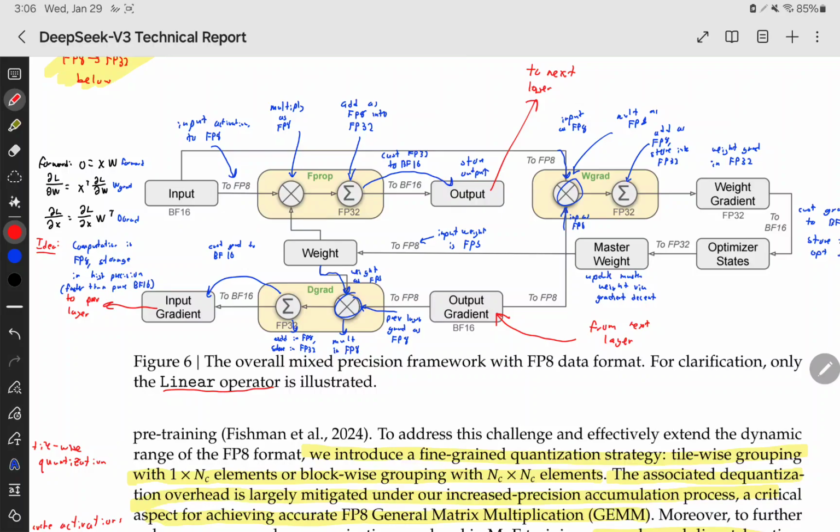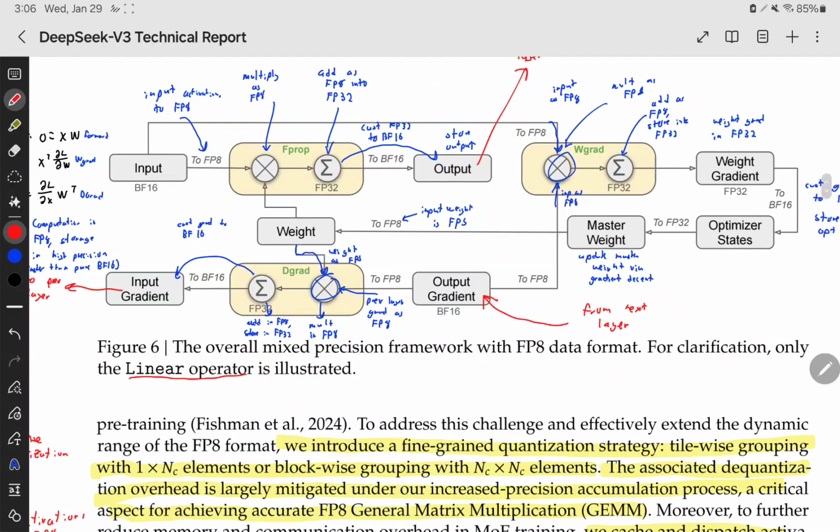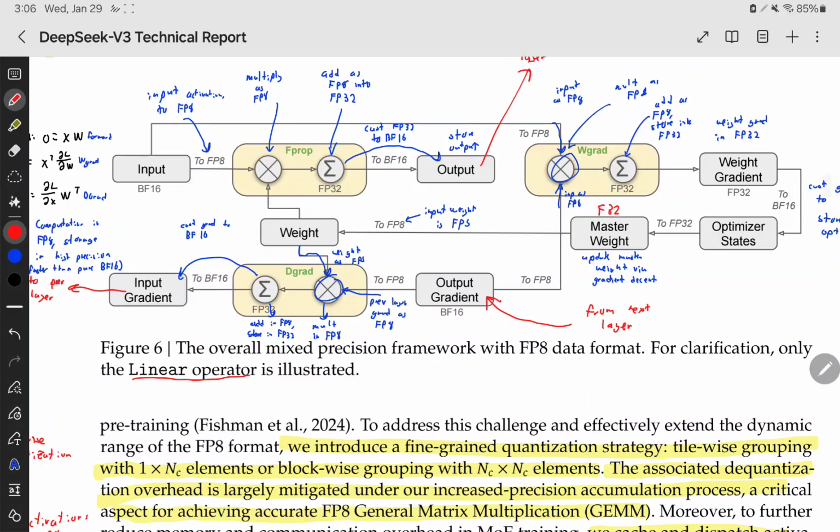So they do this mixed precision training, and they do it in a really, really smart way, which is another reason why I think this is so efficient. So they start in floating point 8. Let's assume we have these master weights here, these weights being updated. What we're going to do is store these in floating point 32.